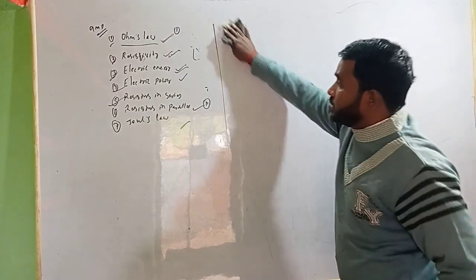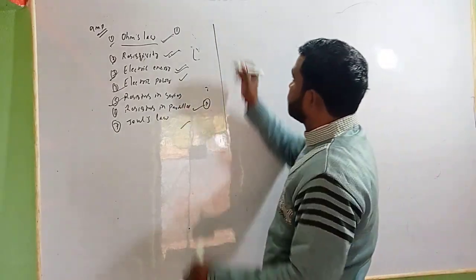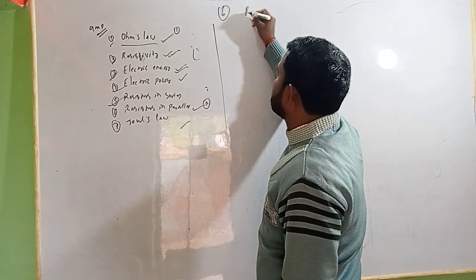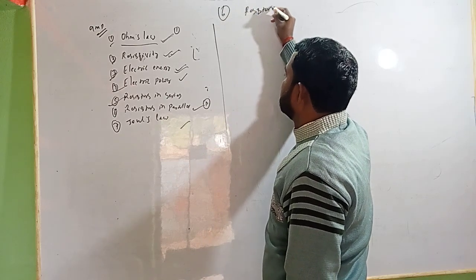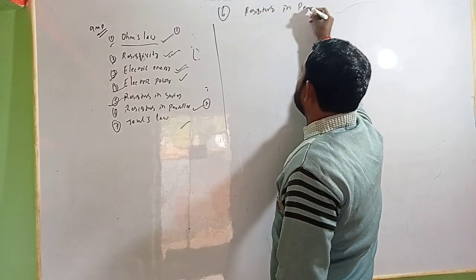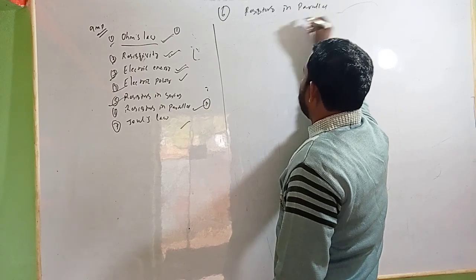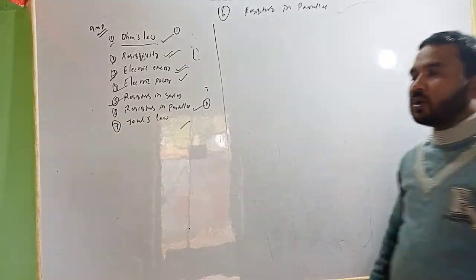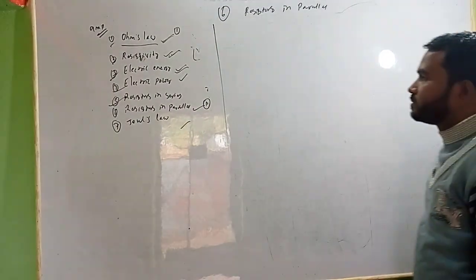Next question, we have the sixth one. This is the sixth one. Resistors in parallel. Okay, so how will you derive these ones?